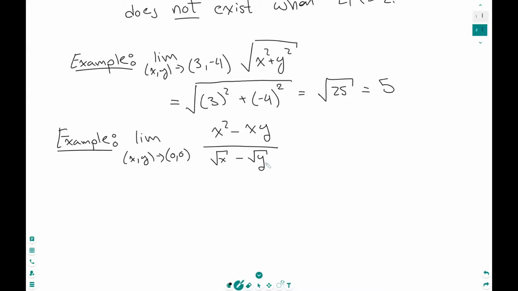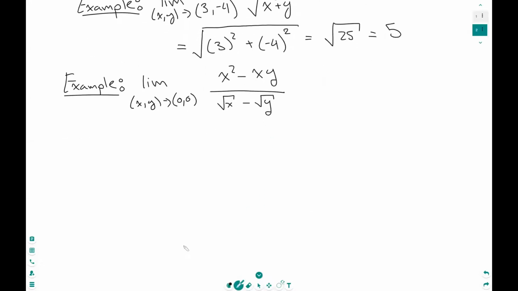So there's a few ways we can try to do this. And to follow the logic from Calc 1 when we dealt with these kinds of limits: can we remove that singularity? Can we get rid of that problem with the denominator? So we just can't plug in 0, 0. But what we can do is look at our function, and we have the square root of x minus the square root of y in the denominator.